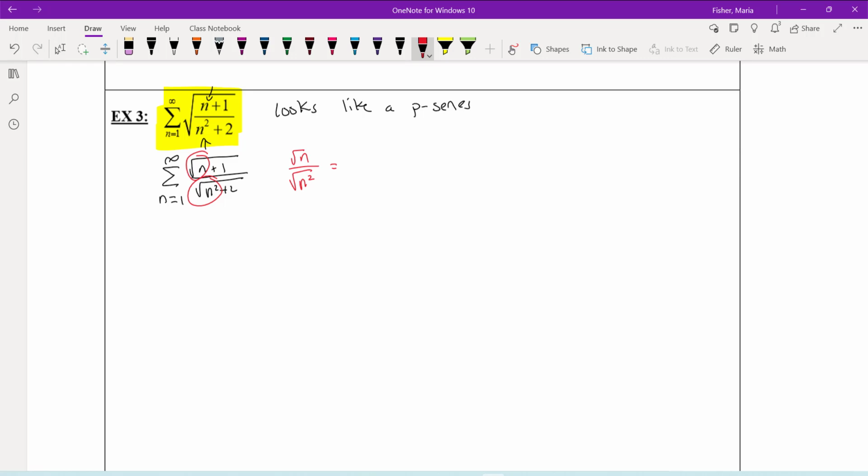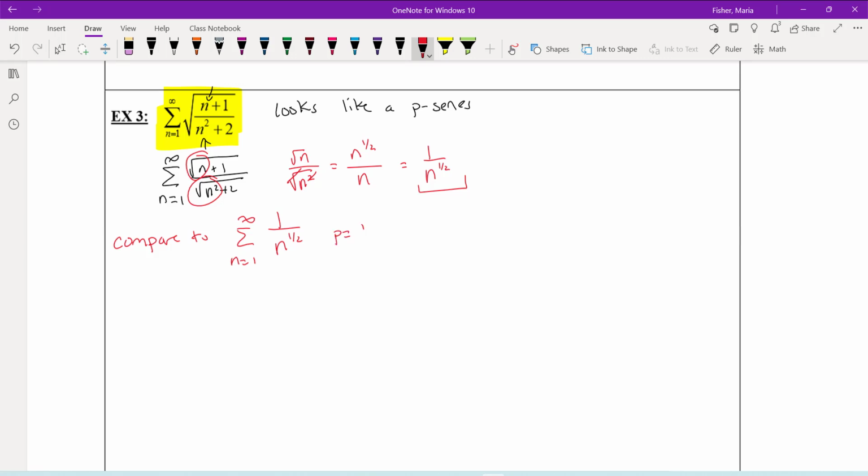Well, the square root of n can be written as n to the 1/2 power, and here the square root and the squared will cancel and you're just left with n. If I reduce n to the 1/2 over n, I get 1 over n to the 1/2. This is the p-series that I'm going to compare it to. So I'm going to compare it to the sum from n equal 1 to infinity of 1 over n to the 1/2.